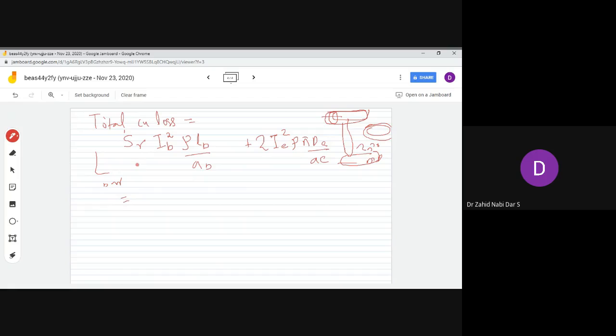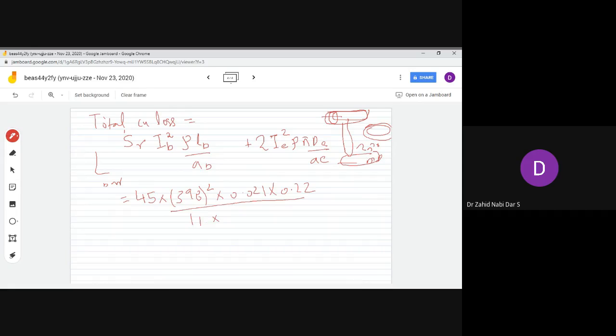The value SR would be equal to 45. The IB value you just calculated was 398, squared. The rho value is given, 0.021. The LB value is given as 22 centimeter, converted to meter, so it would be 0.22. The AB value again is given.